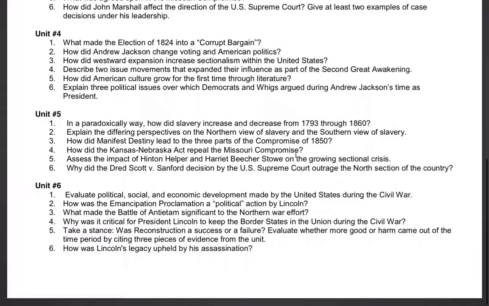And Lincoln, being the politician that he was, was going to try to be a balance, and that was very difficult to do. And the president after him tried to fight the radical Republicans and got impeached for it. So Lincoln's legacy was really upheld by being assassinated.